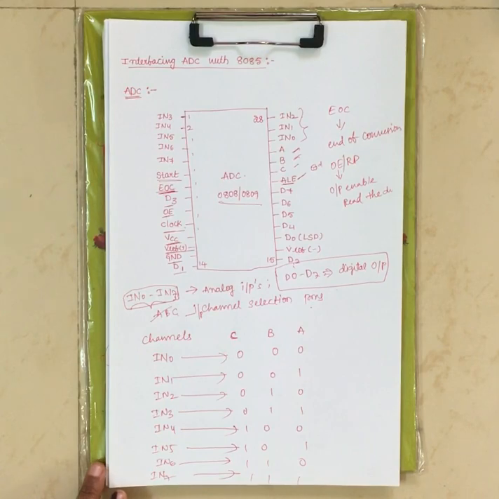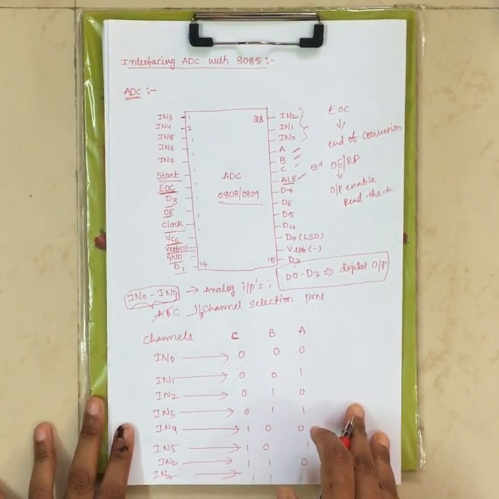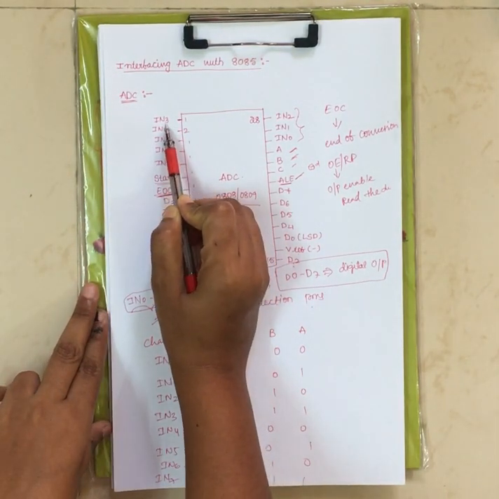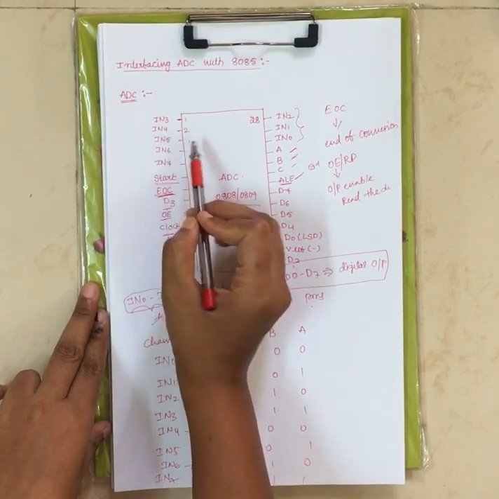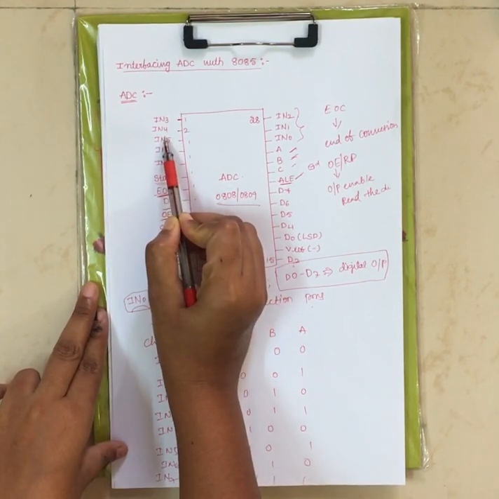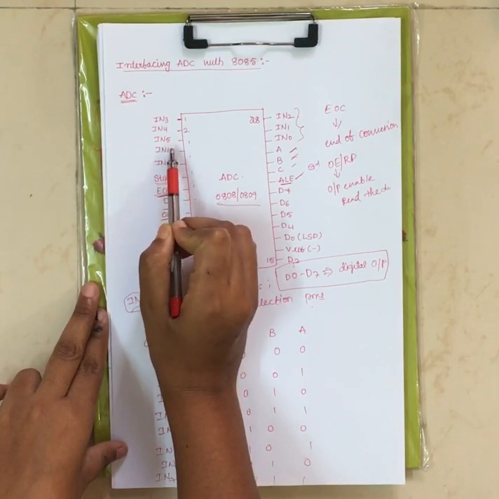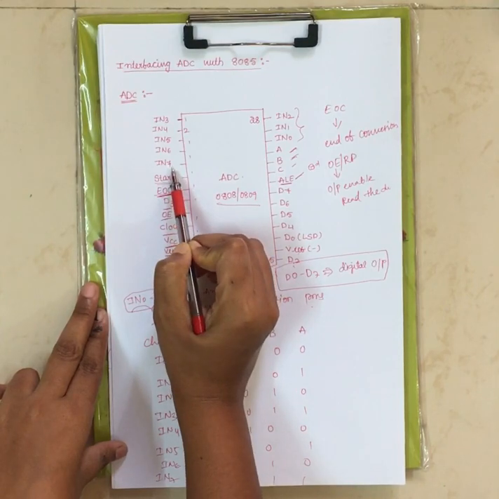Now let me briefly explain again. ADC is your 28 pin IC whose part number is 0808 or 0809. The first pin is your IN3. This is your analog input third pin, and IN4 the analog input fourth channel, we call it, and IN5 analog input fifth channel, analog input sixth channel, analog input seventh channel, right?